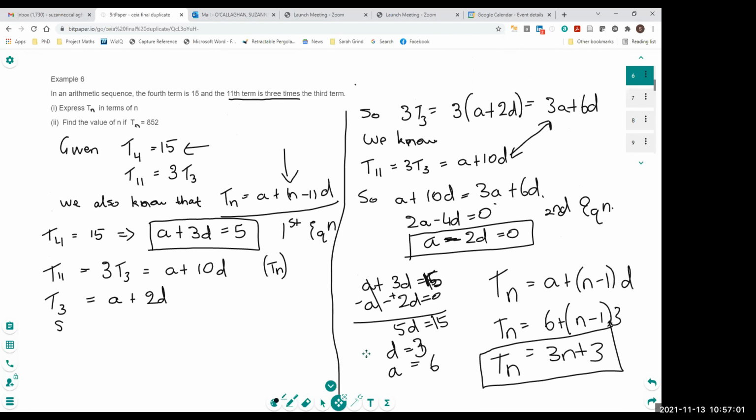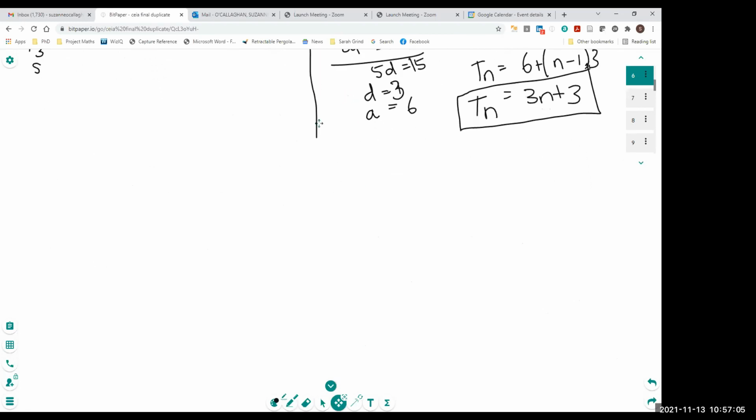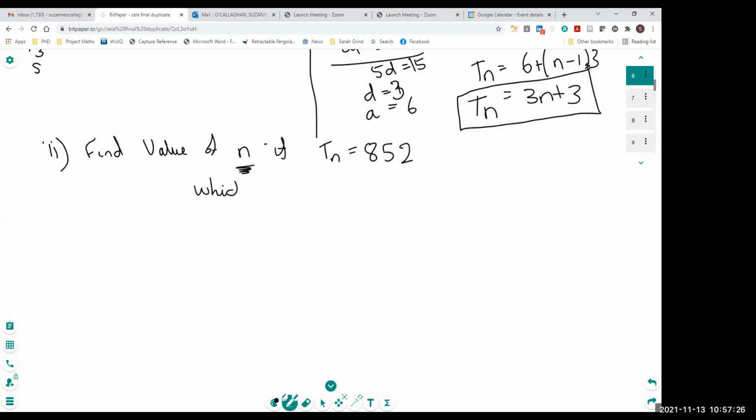So the next part of the question is, find the value of n if Tn is equal to 852. So find the value of n if T of n is equal to 852. So what are they asking? Find the value of n. In other words, they're asking which term is equal to 852. So that's straightforward enough.